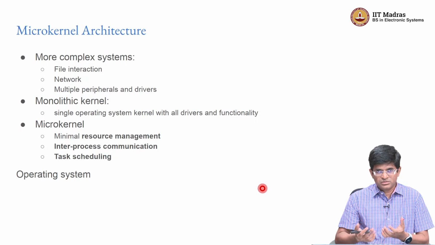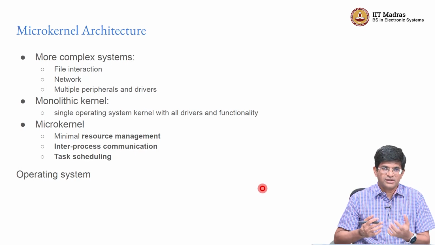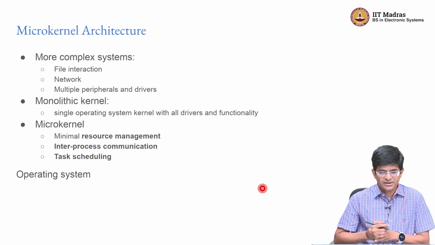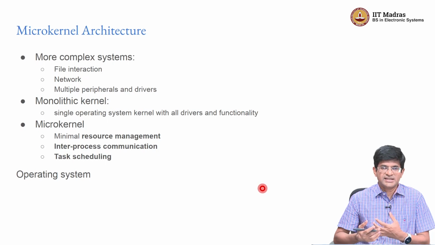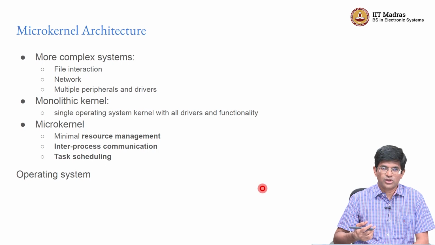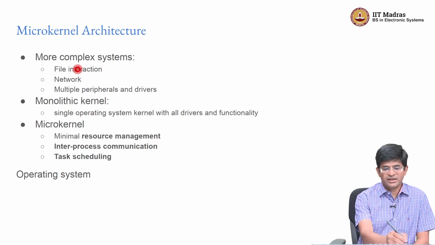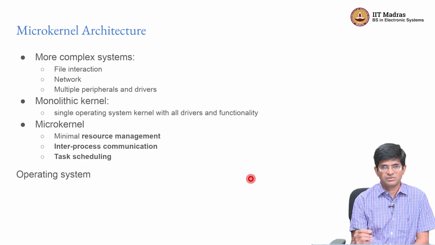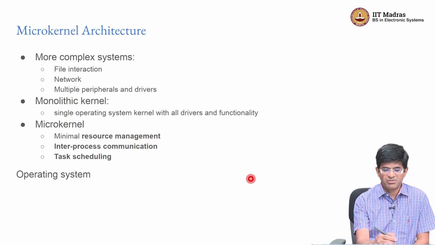Now, two patterns we have looked at so far: the layered architecture and the event driven architecture, which ultimately in some sense takes you to the notion of an operating system, right? And over here, especially in the context of embedded systems, the first step towards that is what's called a microkernel. A microkernel architecture comes into play when your application has grown to a point where you need more complex interactions. Maybe you need to write data into files, you need to communicate over a network. You have multiple peripherals and drivers, all of which you need to keep track of, right?